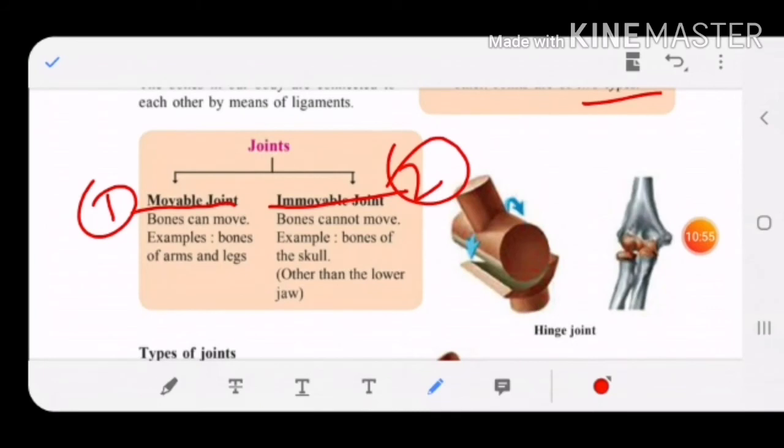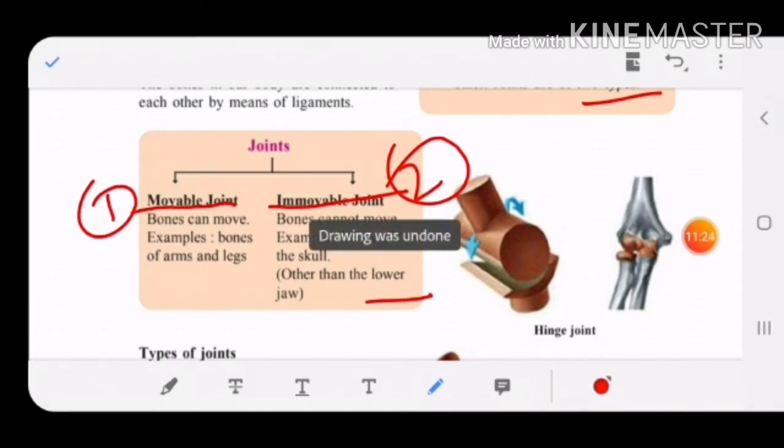So in a movable joint, bones can move. In immovable joints, bones cannot move. Examples they have given: movable bones of arms and legs. Yes or no, children? Your arms and legs, you are continuously doing work, so the arm and leg bones can move. That means they are joined with the help of movable joints. And in immovable joints, what happens, children? The bones cannot move. Example, the bones of the skull. Skull bones don't move, only the lower jaw. We have seen that bone only can move.